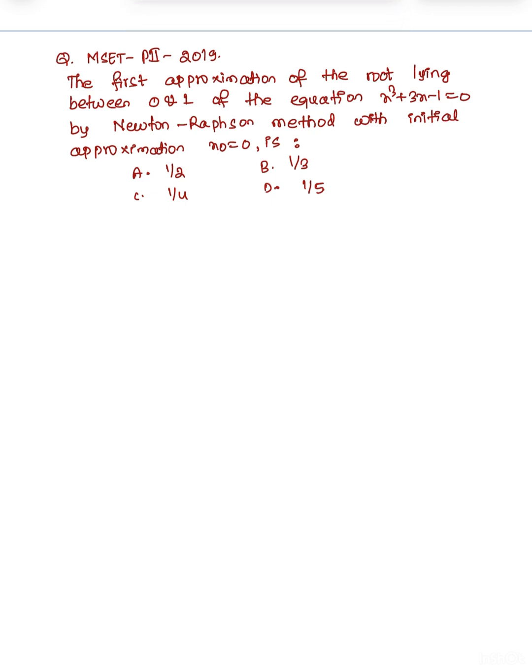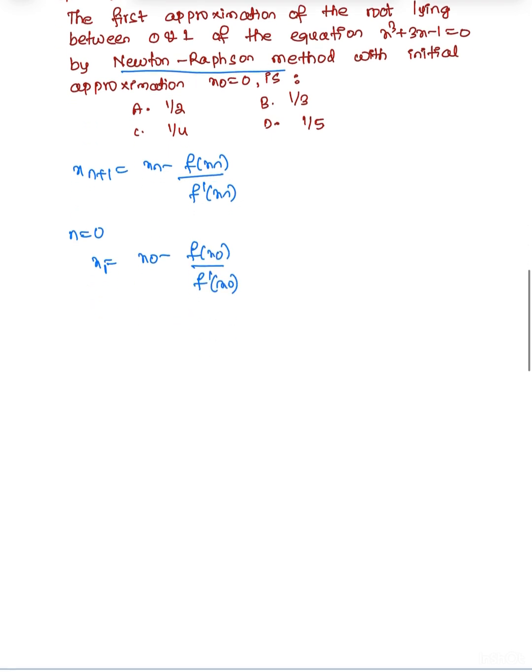So they asked to find the first approximation using the Newton-Raphson method. From the Newton-Raphson method, the (n plus 1)th approximation is x(n+1) = xn minus f(xn) by f'(xn). So for the first approximation, n is equal to 0, then x1 = x0 minus f(x0) by f'(x0). So f' should be found with the help of f(x).